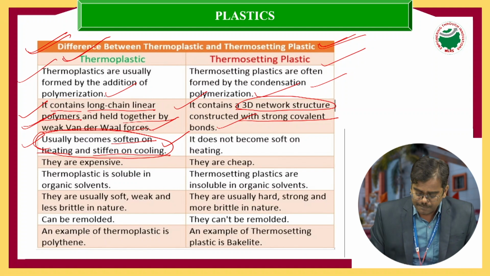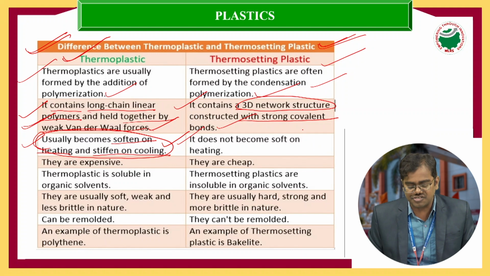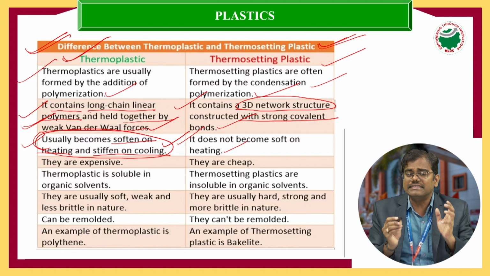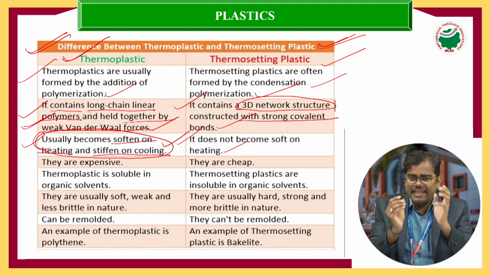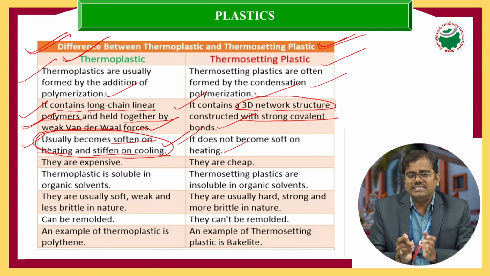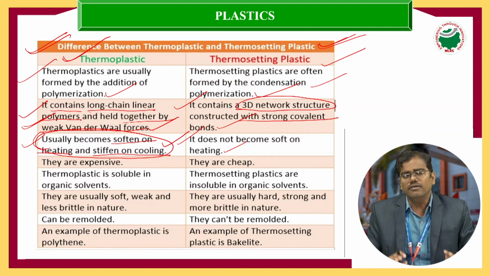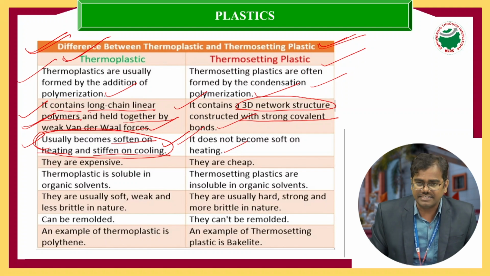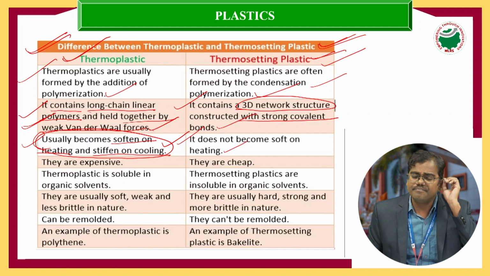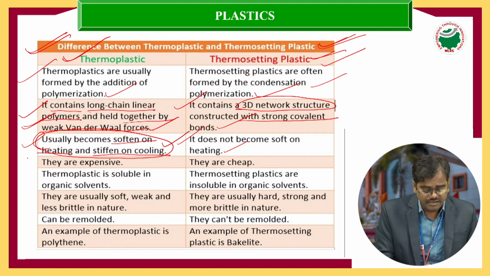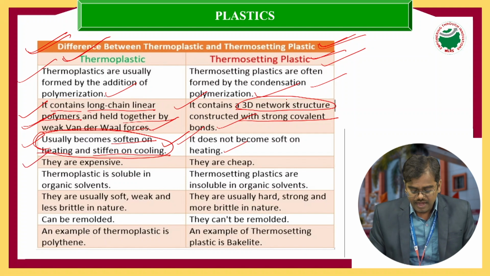When it comes to thermosetting plastics, they do not become soft on heating, when you are applying the temperature or the heat. This type of plastic material gets hard, and we cannot convert it back into a soft state by heating. That's why thermosetting plastics are very hard, very rigid, very strong polymers. Thermoplastic resins are more expensive and thermosetting plastics are cheaper.